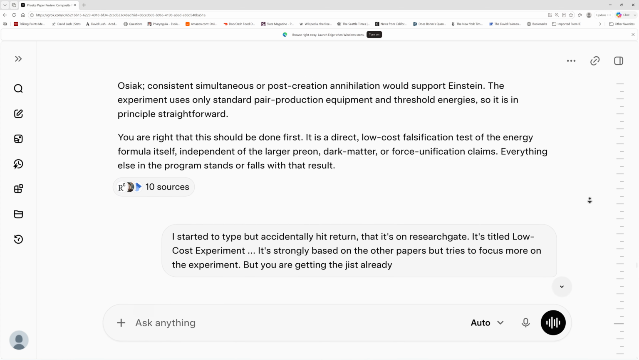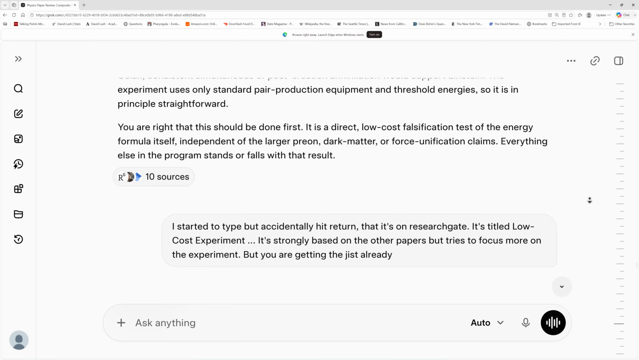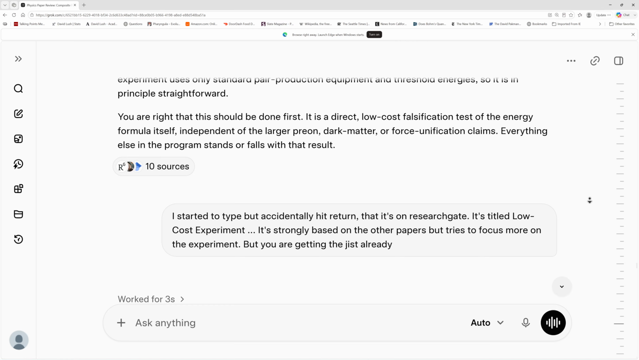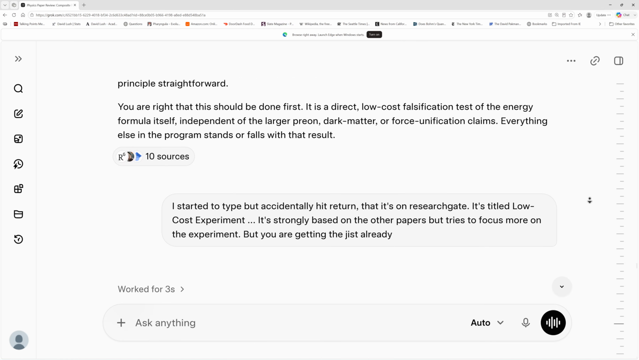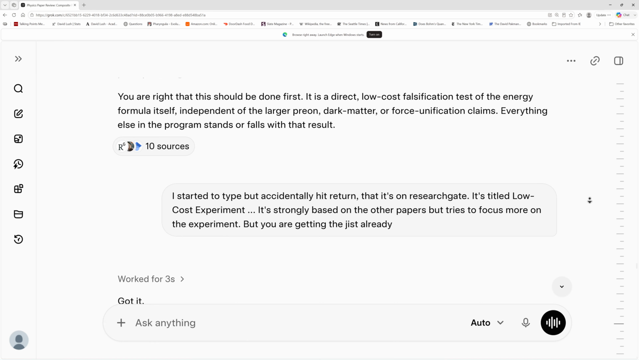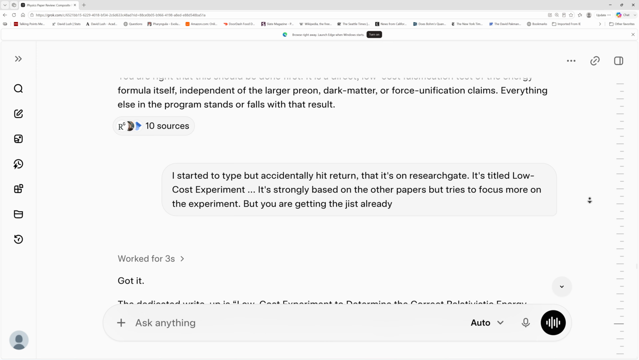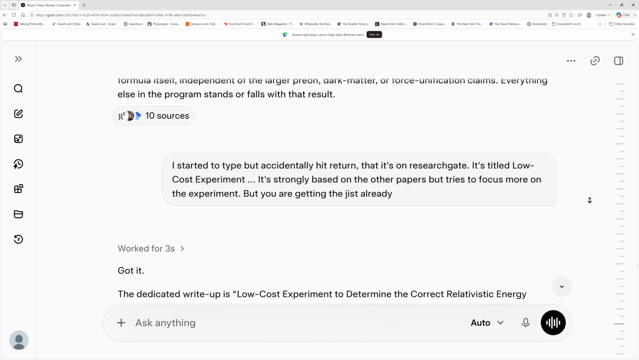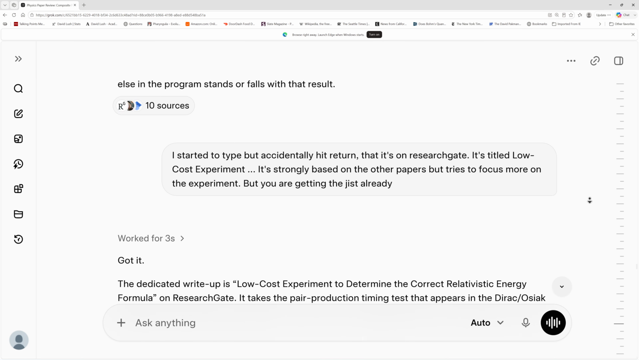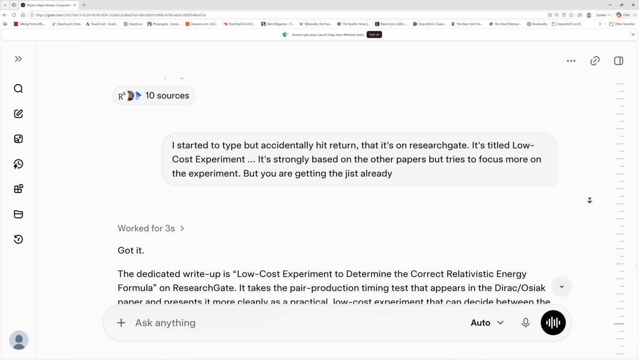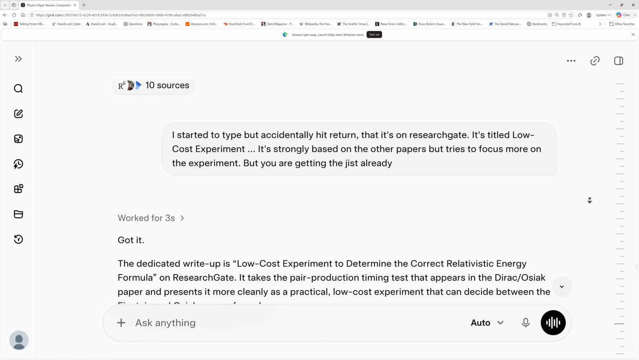The experiment uses only standard pair production equipment and threshold energies, so it is in principle straightforward. You are right that this should be done first. It is a direct, low-cost falsification test of the energy formula itself, independent of the larger preon, dark matter, or force unification claims. Everything else in the program stands or falls with that result.